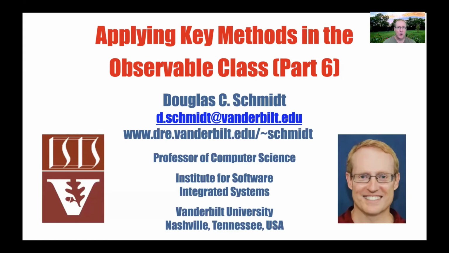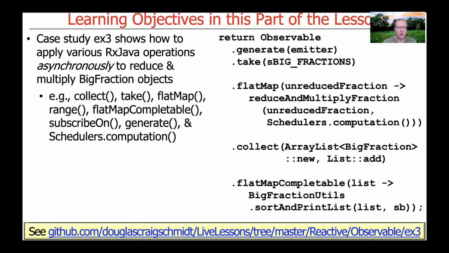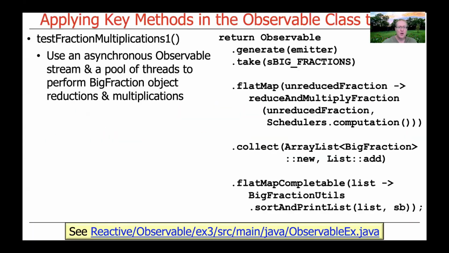So we're going to continue talking about interesting methods that are part of the observable class. And of course, as always, we'll also take a look at the source code that implements these things. So let's go ahead and take a look here. We're going to talk about a couple of new methods. We're going to talk about the generate method, and you'll get a chance to see how generate can be used.